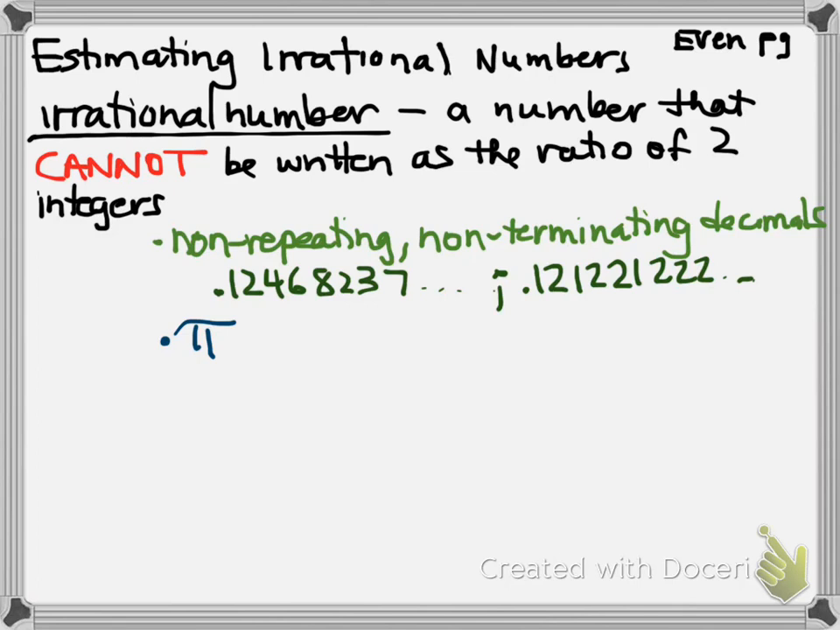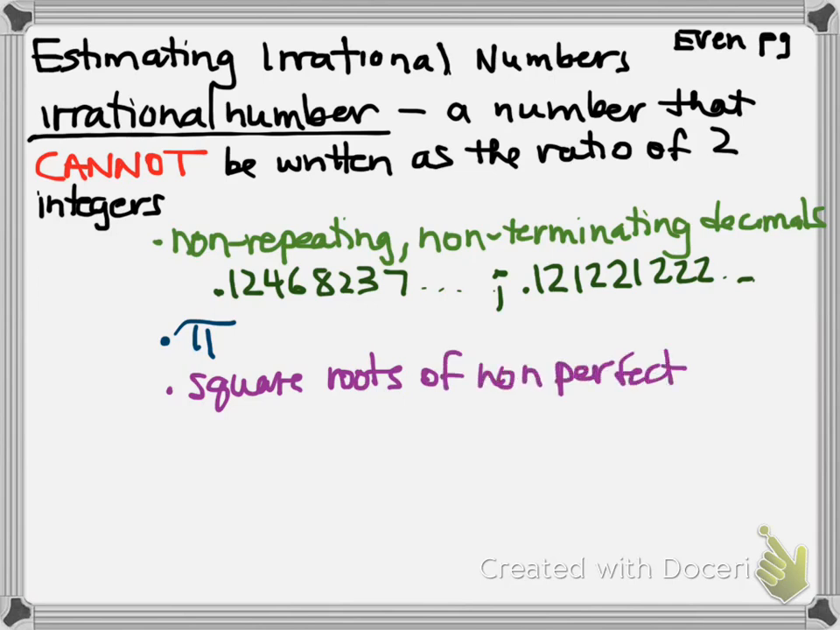And then the one that is relevant to today's notes is square roots of non-perfect squares. So any number that's not a perfect square that comes under a radical sign is going to give you an irrational number. The only way to get the answer is to estimate it, which we're going to do in our notes today, or to use a calculator. And again, the number you would get on the calculator would be non-repeating, non-terminating.